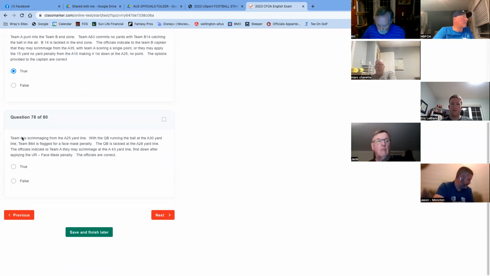All right. Just a couple more. Team A is scrimmaging from the A25-yard line. With the QB running the ball at the A30-yard line, Team B is flagged for a face mask penalty. The QB is tackled at the A28-yard line. The officials indicate to Team A they may scrimmage at the A43-yard line, first down after applying the face mask penalty. Are the officials correct?